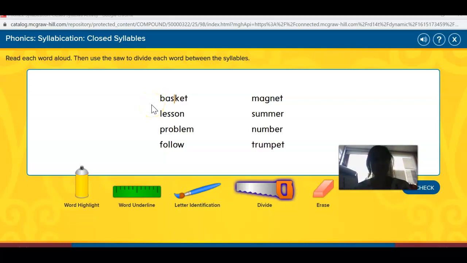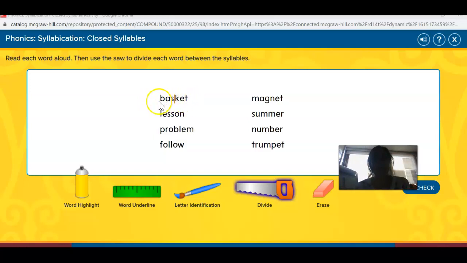Now, remember, our purpose is to look at the closed syllable and break the word into syllables. So here's a neat trick. If two consonants are next to each other in a word, most of the time we can break the word between the double consonants, between the two consonants. Let's try that.